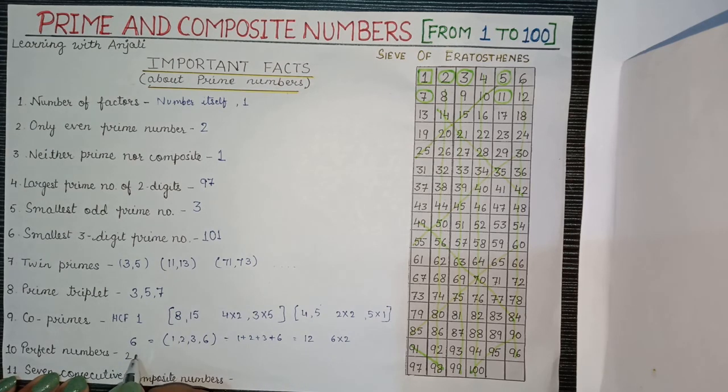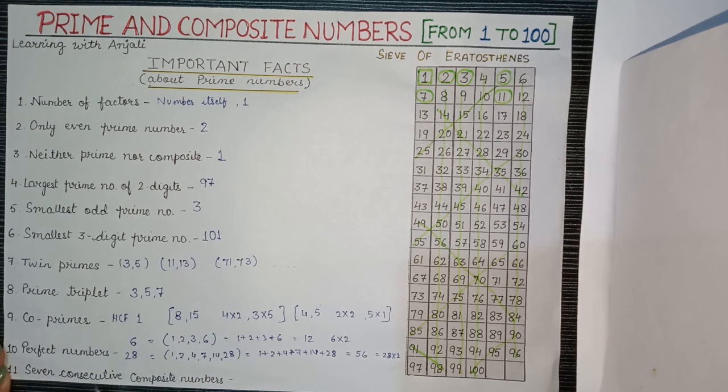Let us take a second example. 28. Means 1, 2, 4, 7, 14 and 28. These are the factors of 28. Let us add them. 1, 2, 4, 7, 14, 28 equals 56. Means 28 into 2. Okay. There are so many other examples also.